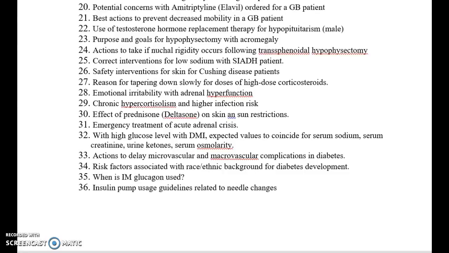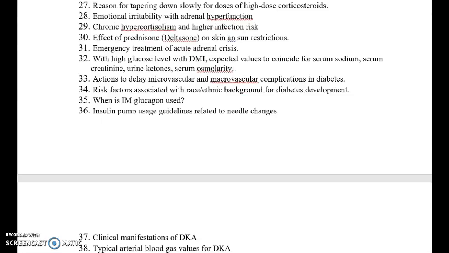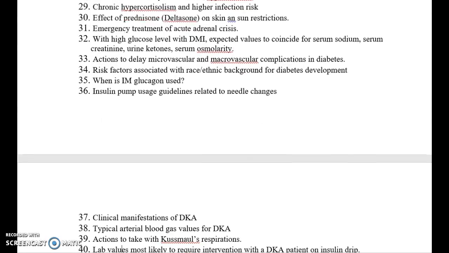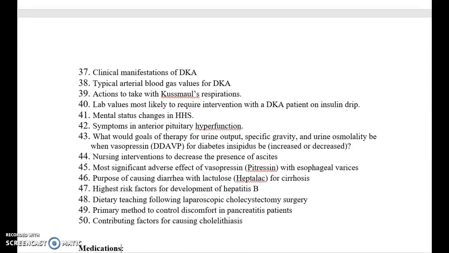Let's see, insulin pump usage guidelines. There's a certain time frame for changing needles that's recommended. Let's see, clinical manifestations of DKA. I think we went over that in class, so you could just make sure that you're able to pick those out easily.